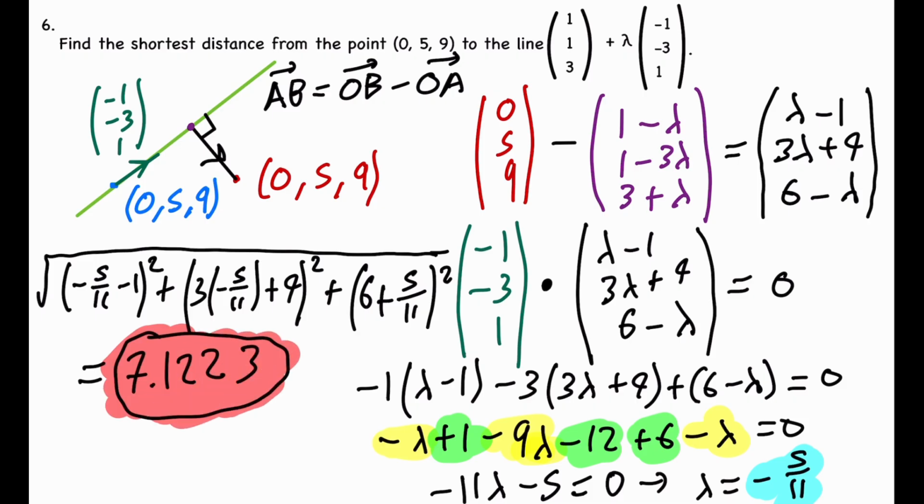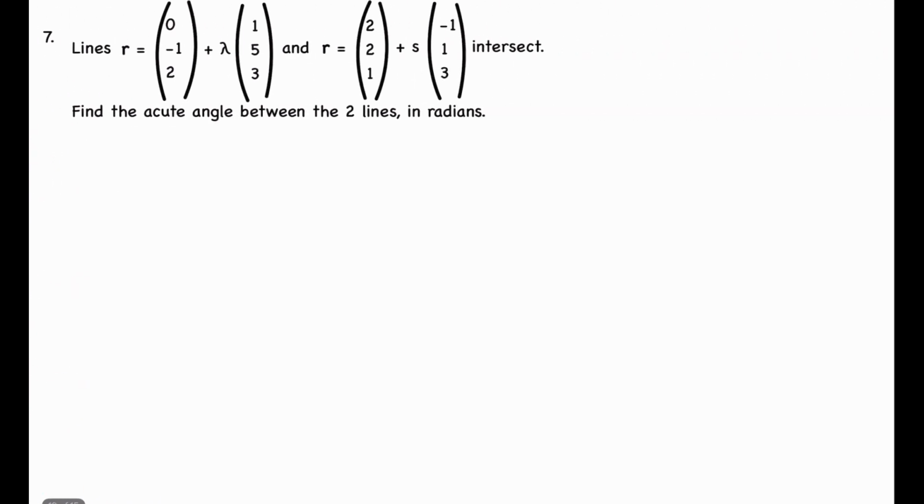So just to recap, our first step was that we drew it out. Our second step was to find the vector that connected the two in terms of lambda. Then we found the dot product to find what lambda is. And then once we know what lambda is, we just find the magnitude of that vector. So it's pretty straightforward when you understand the drawing. So now let's move on to another question.